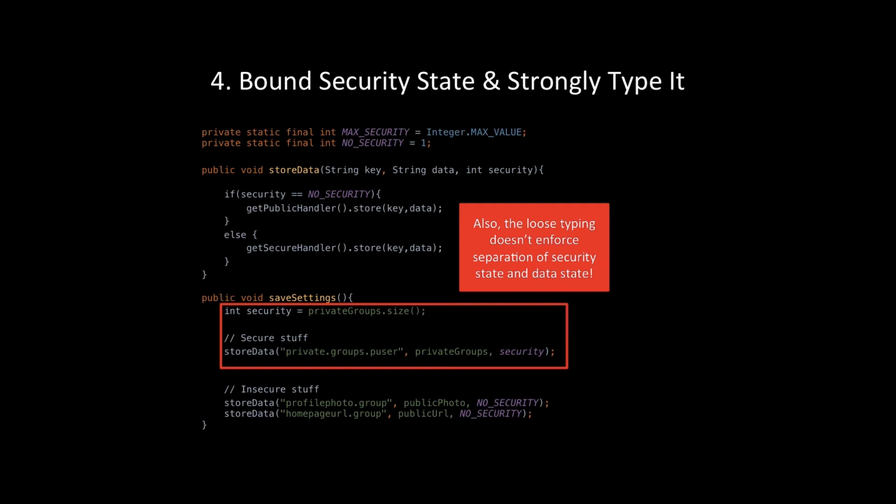We would like to make it hard to mix the two together and to set security state from some computation on the data state. But with the current approach in this code, I can do something odd, like I can assign the security level to the number of groups or the size of the private groups. So maybe my thought process, if I'm another developer, is, well, the bigger the group, the more I need to secure it, because the more damage could be done if those names got out.